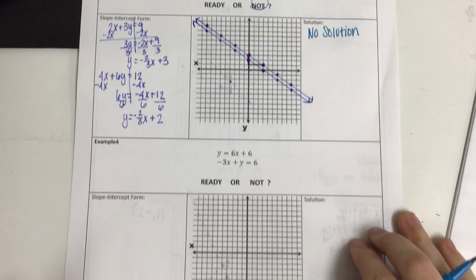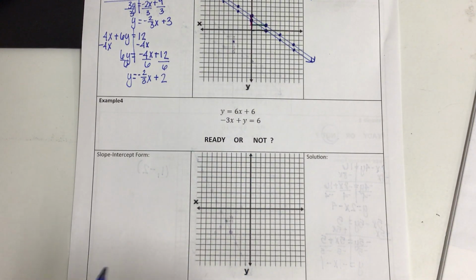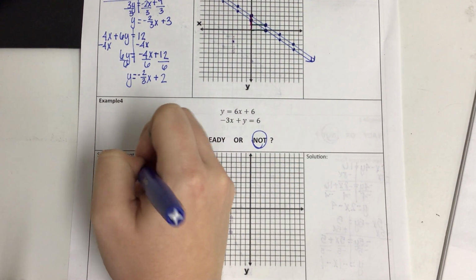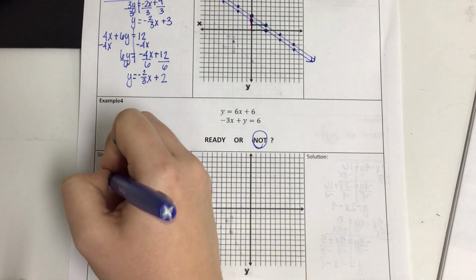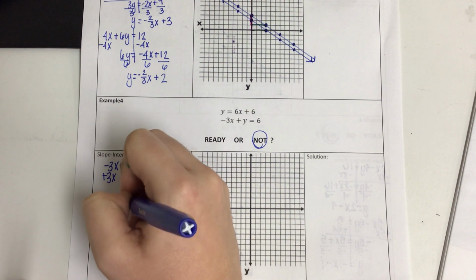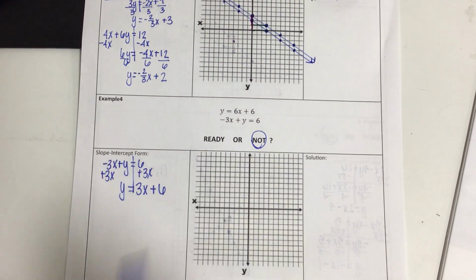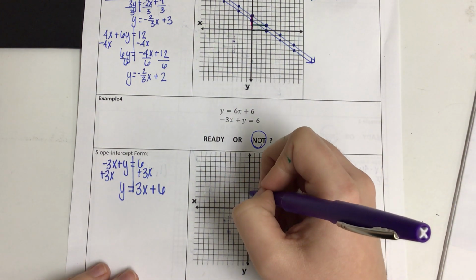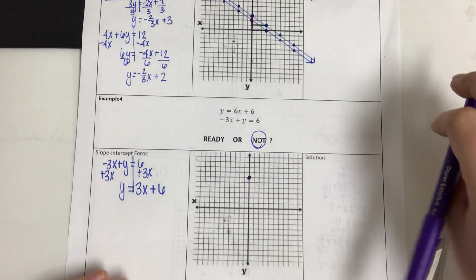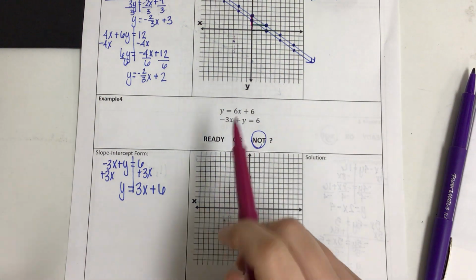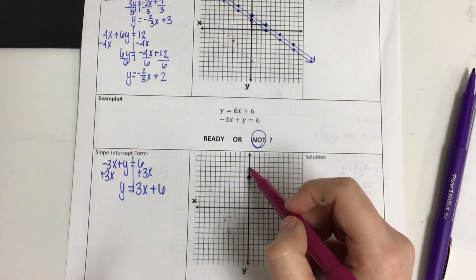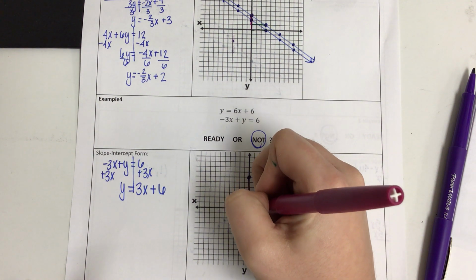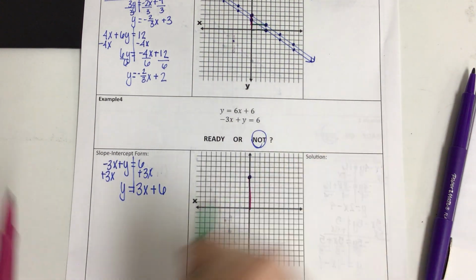And then example 4, ready or not. This one is not ready, but it's only the second equation this time. To get y by itself, all we need to do is add 3x. So we get y equals 3x plus 6. So to graph our first equation up here, our y-intercept is at positive 6. And then our slope is a positive 6, which would mean that we normally go up 6 and right 1, but that doesn't fit. So we're going to go instead down 6, left 1, because that is the exact opposite of a positive 6.